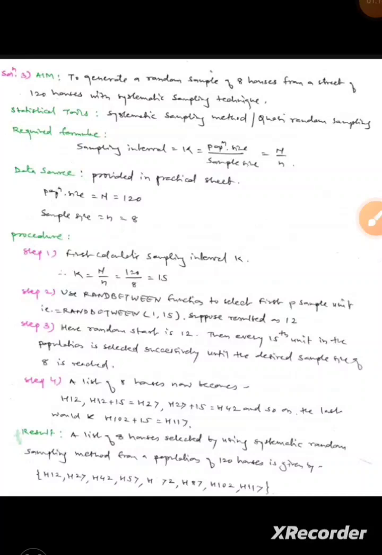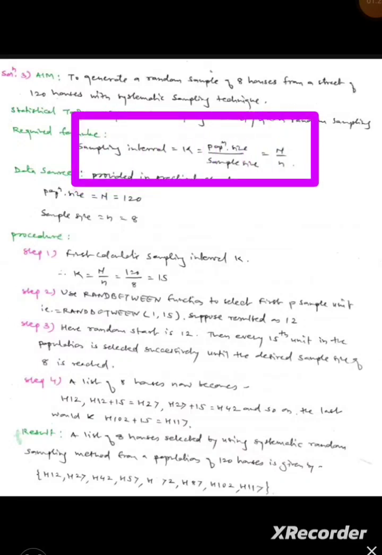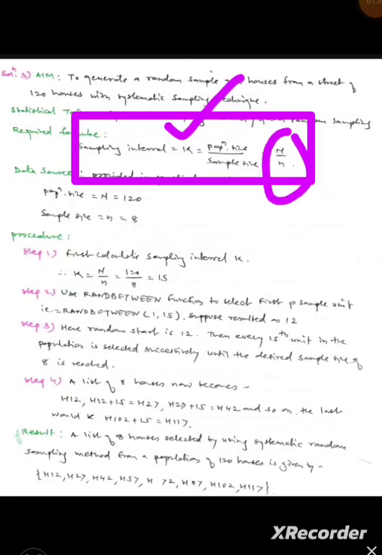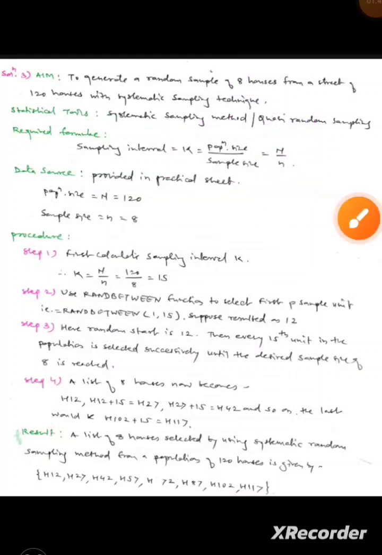What is the required formula? The required formula for systematic sampling is, first, we have to find the sampling interval, and the sampling interval is denoted by K. What is K? K is nothing but the population size divided by the sample size. Population size is denoted by capital N and sample size is denoted by small n. So capital N divided by small n is the sampling interval.